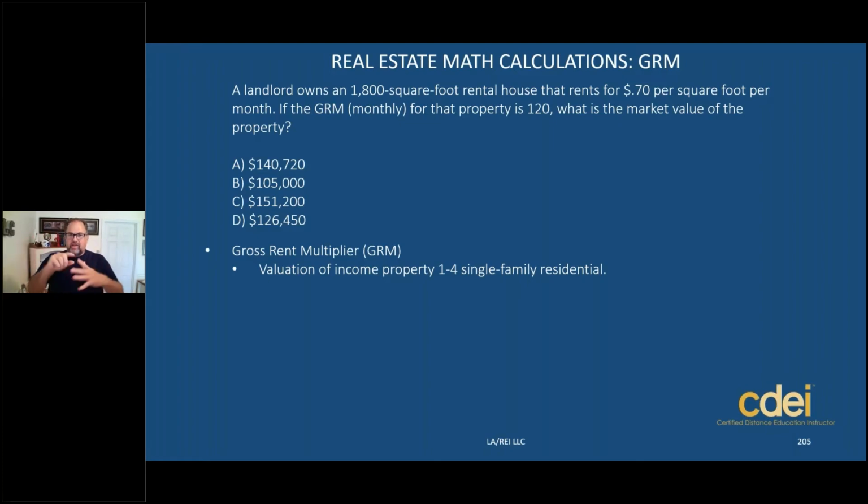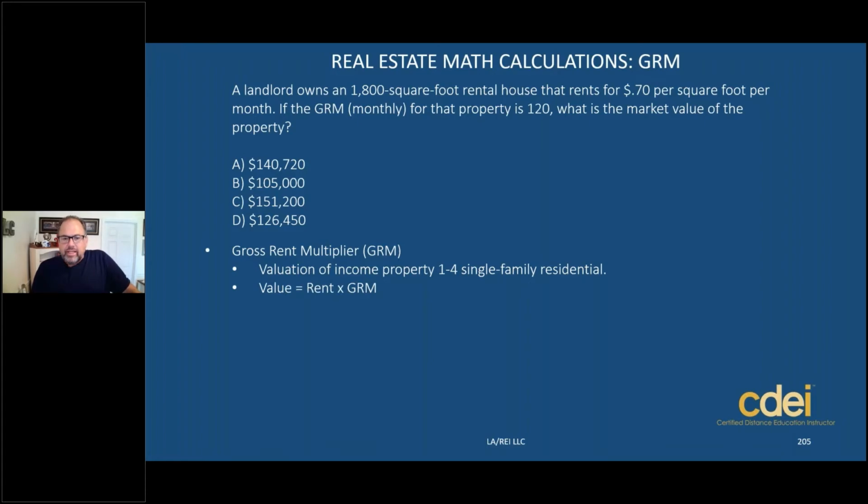So 5, 6, 7, 10, 20, 100. Okay, the value of those buildings are based on the income. Well, John, what do we do for a single family, duplex, triplex, a fourplex? GRM, gross rent multiplier. Okay, so you've got to understand that it's the valuation for income producing properties, 1 to 4 single family residential units.